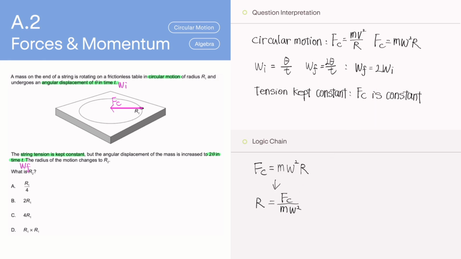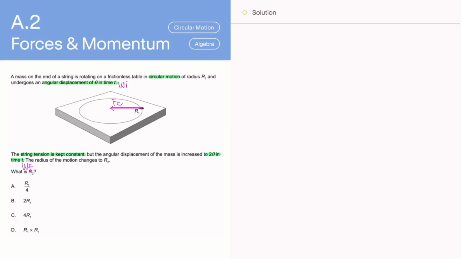If you'd like, pause here and try the algebra on your own, then press play for the full solution. Okay, let's solve it step by step. First, I'll write the expression for R1. It's Fc over m omega initial squared. Then I'll write the expression for R2.